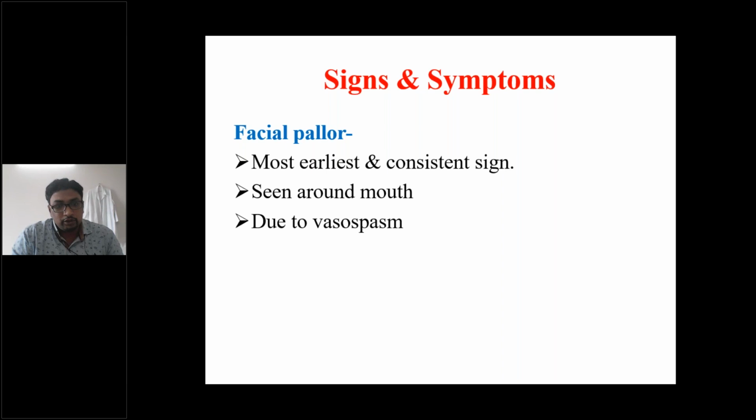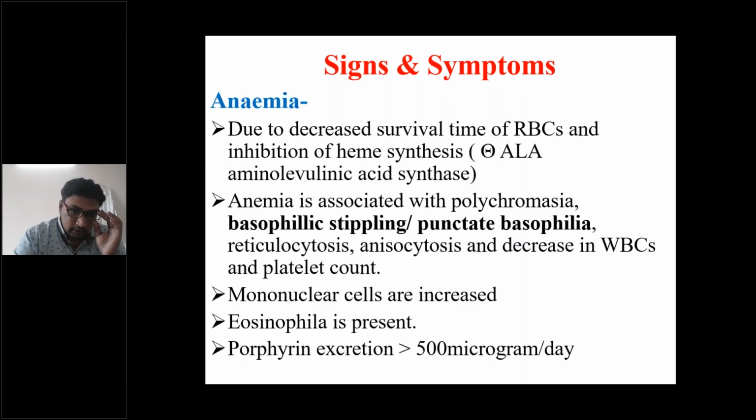It can be seen around the mouth, and it is mostly due to vasospasm of the vessels on the face. And one more important thing is because of the hemoglobin inhibition. So another thing is anemia. The first is facial pallor, which is due to vasospasm. Another is due to anemia. Anemia is due to decreased survival time of RBCs and then inhibition of heme synthesis.